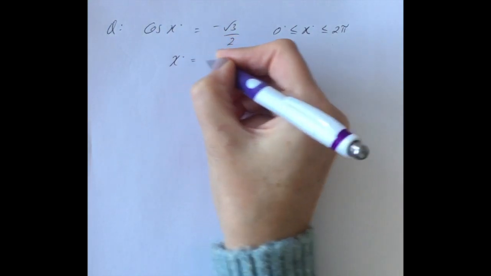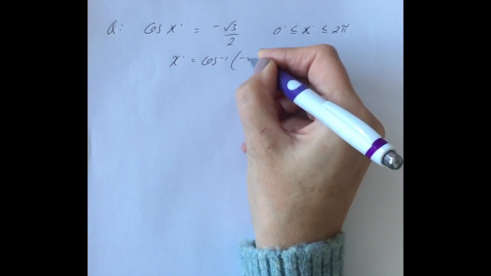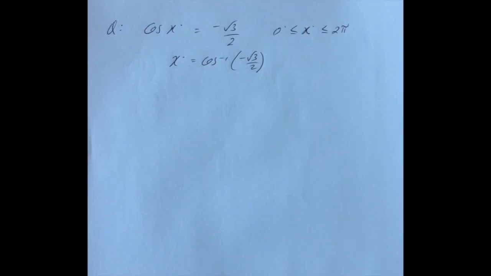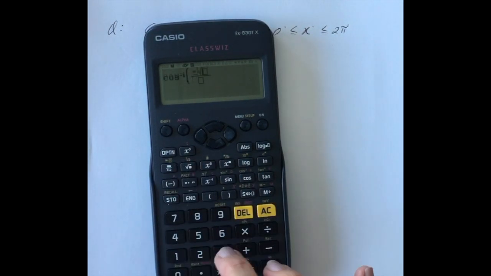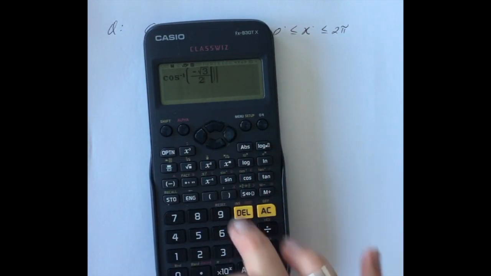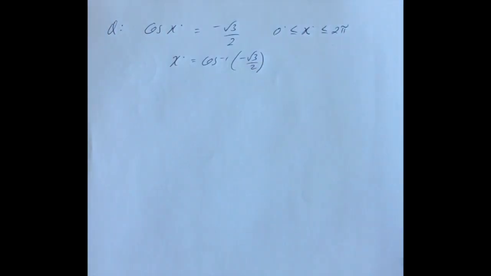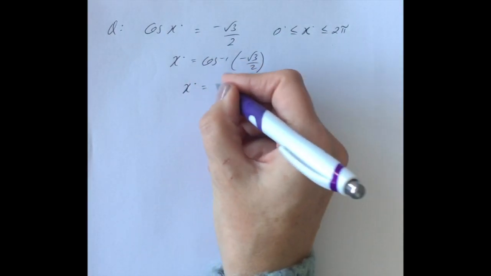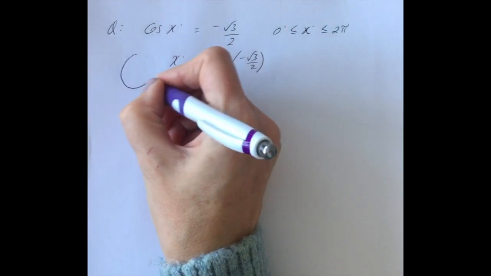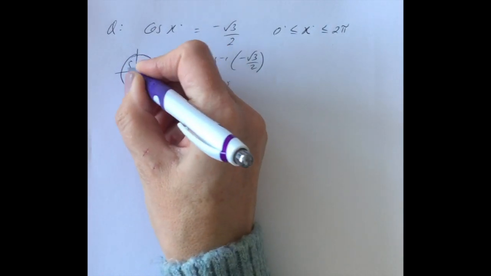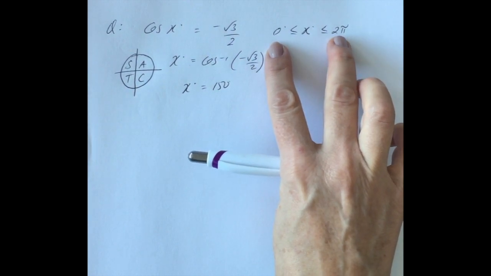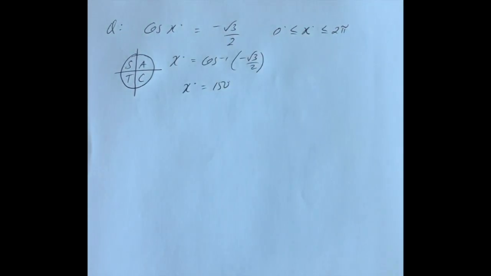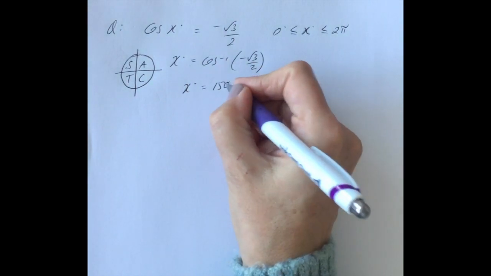So my first solution, of course, I'm going to do cos inverse minus root 3 over 2. I'm going to do that on the calculator, and I'm going to do it in degrees first. Okay, I much prefer to work in degrees. So 150 degrees is what I'm getting as my answer. So again, I'm going to use my unit circle to figure out where my second solution is. We're 0 to 360 degrees, 2 pi is 360 degrees, so I'm looking for two solutions here.